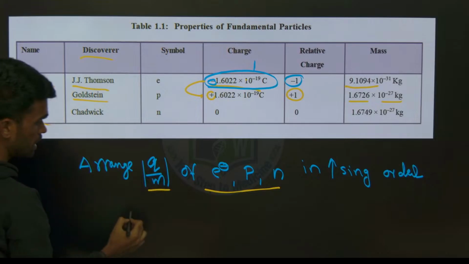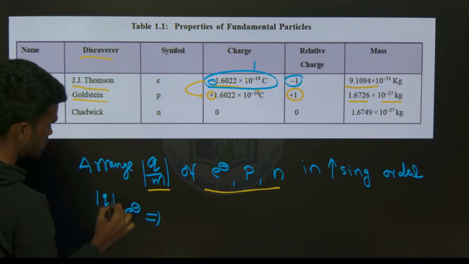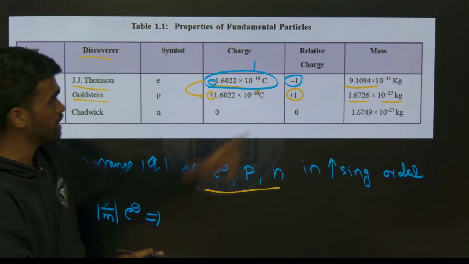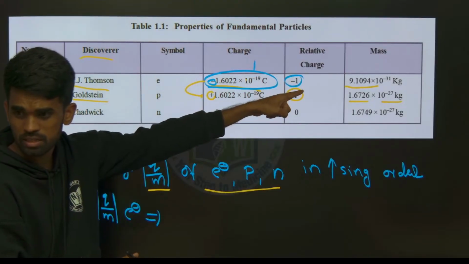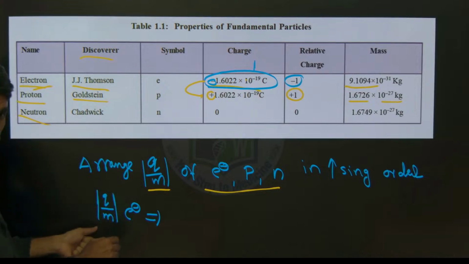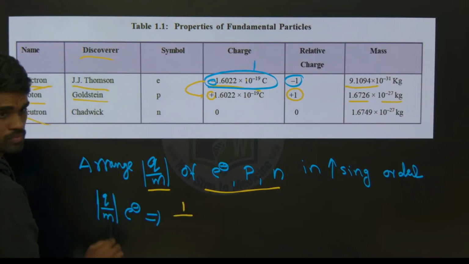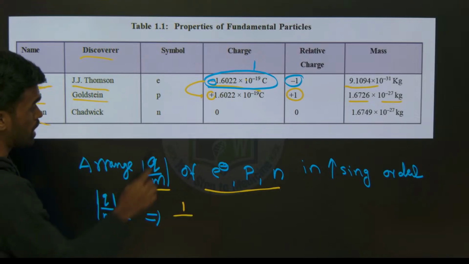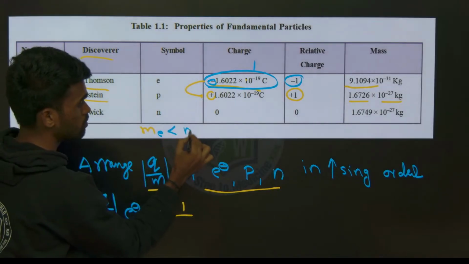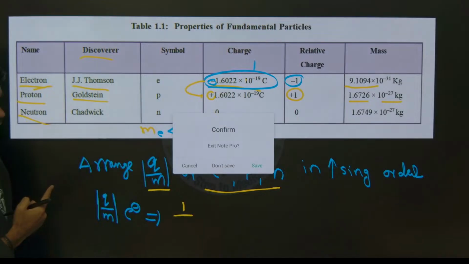First, for electron, what is the charge to mass ratio I can take? 1.75. In order to simplify, I can use relative charges. What is the charge we have? Minus 1. We have mod now, so I can take 1. What is the mass? As I told you, mass of electron is smaller than mass of proton and mass of neutron.